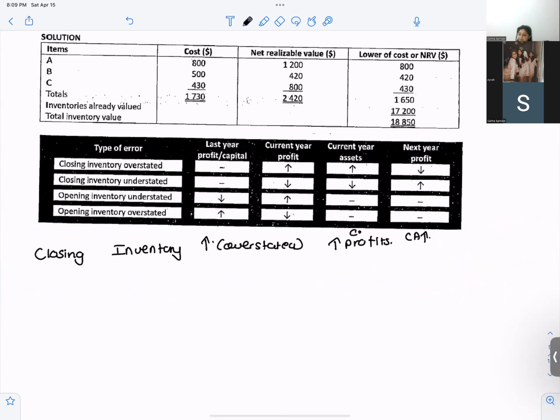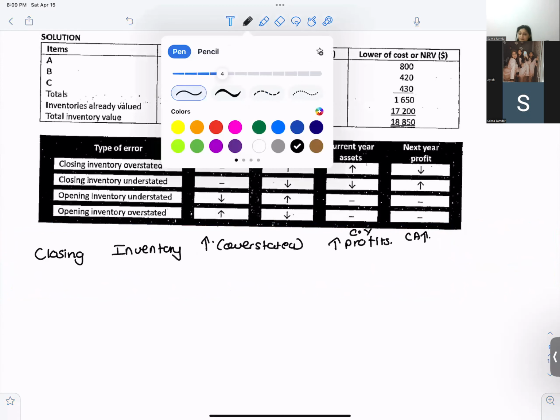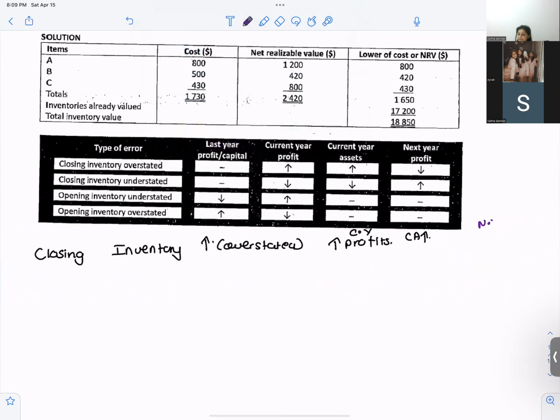This will be current year's profit. How about next year's profit? Understated. Why will next year's profit be understated? Because your opening stock will be more for the next year. So if closing stock is treated as income, opening stock is treated as expense.